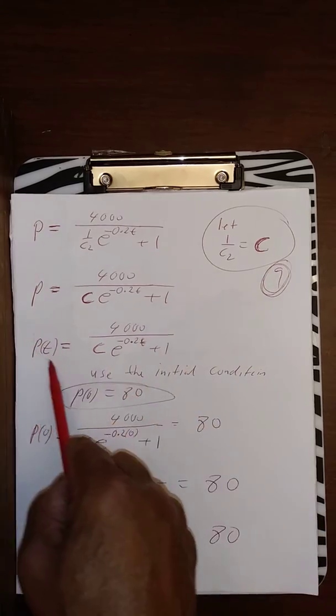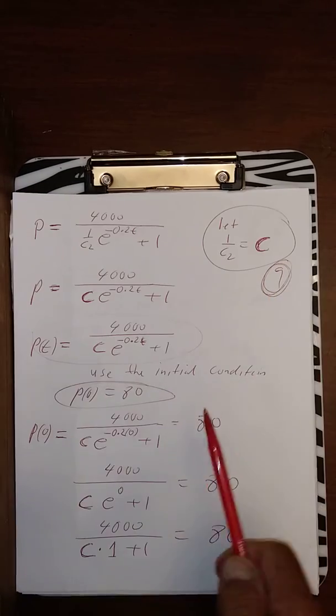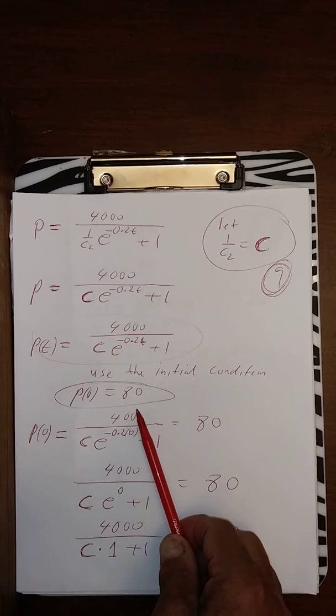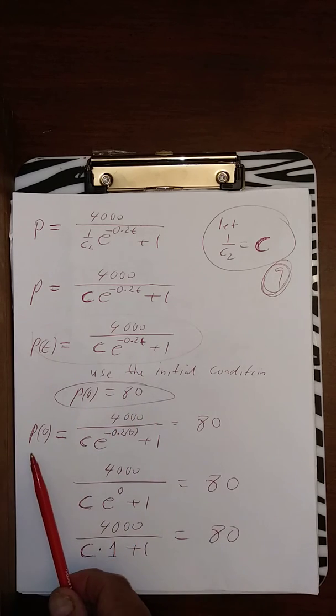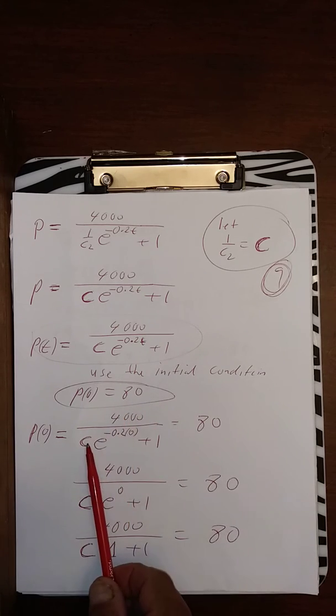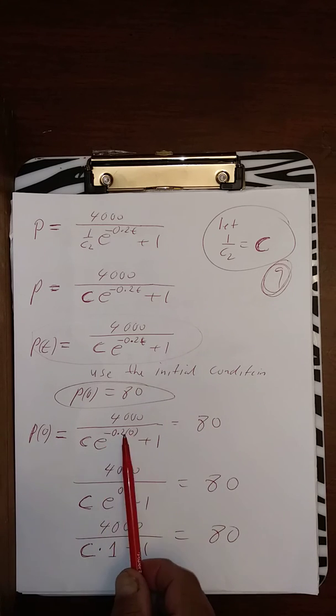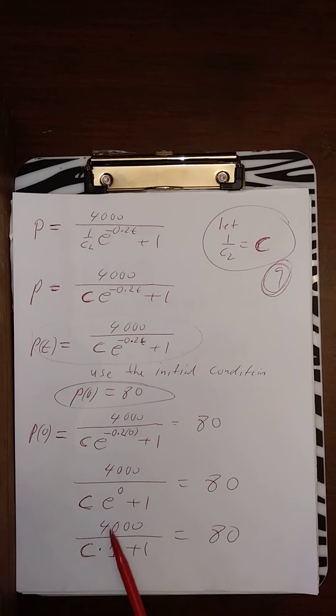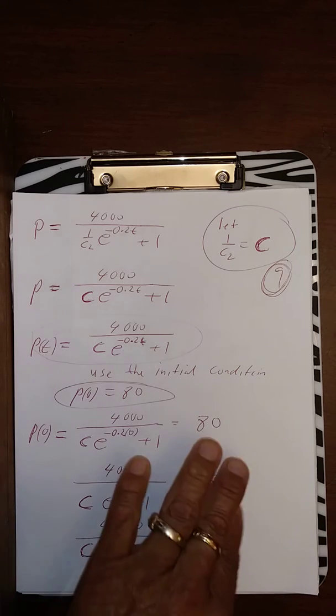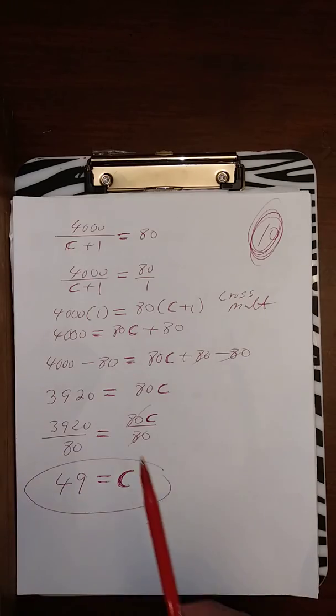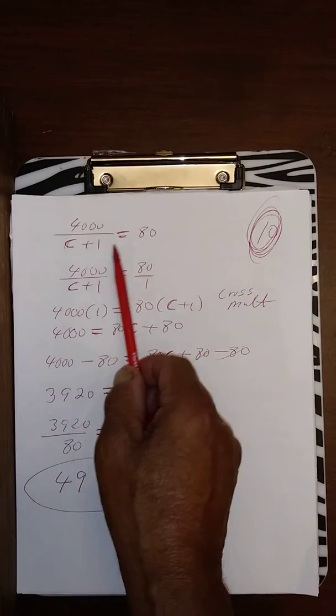So we're going to use this with our initial condition. P of 0 equals 80. Let's put it in there. P of 0 is 4,000 over C, e to that number times 0, plus 1, is 80. E to 0 is going to be a 1. 1 times C is going to be C, plus 1 in the denominator. So we have 4,000 over C plus 1 equals 80.